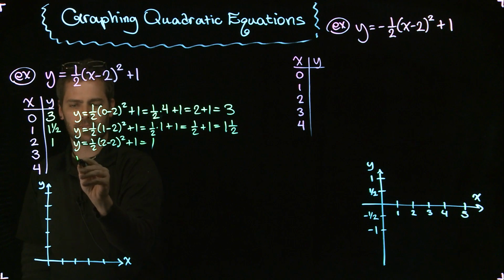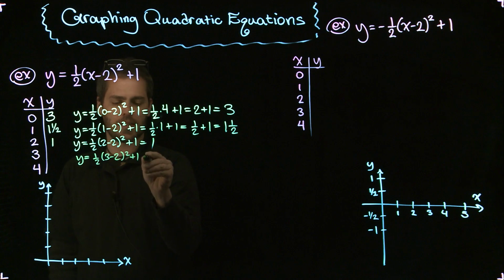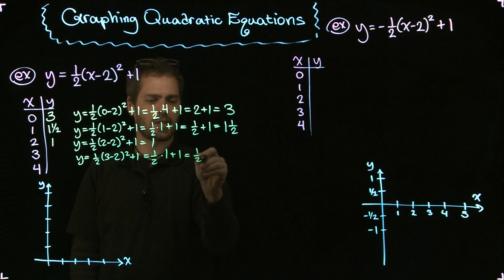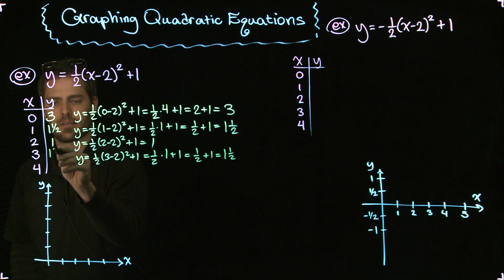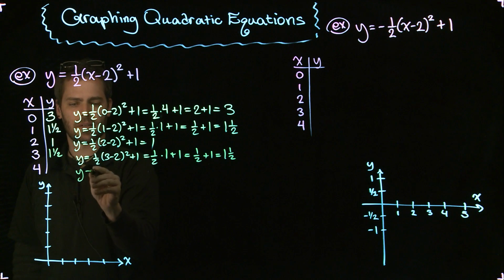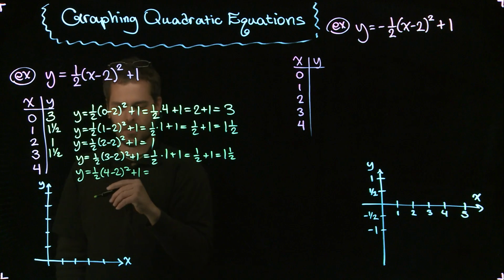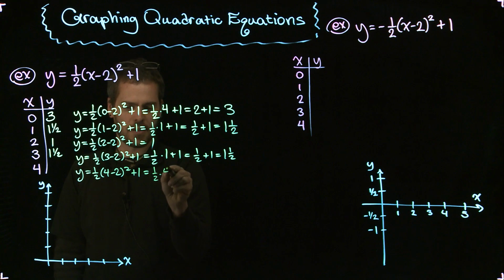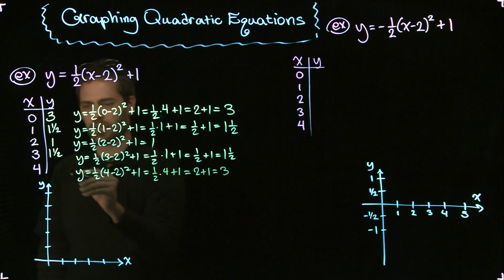Okay, let's plug in the 3. Y equals 1/2 times 3 minus 2 squared plus 1 equals 1/2 times 3 minus 2 is 1 squared is 1 plus 1, which again gives us 1/2 plus 1, which is 1.5. All right, and plug in the 4. Quantity 4 minus 2 squared. 4 minus 2 is 2 squared is 4, so this gives me 1/2 times 4 plus 1. Half of 4 is 2, and 2 plus 1 is 3, so I got a 3.